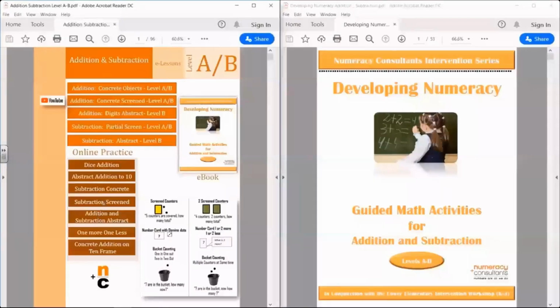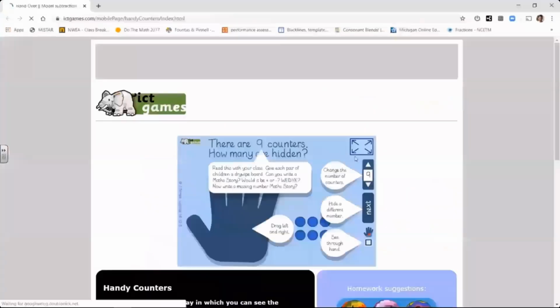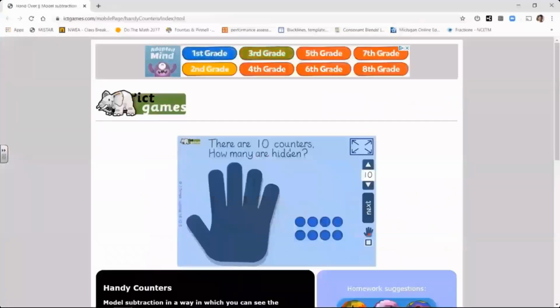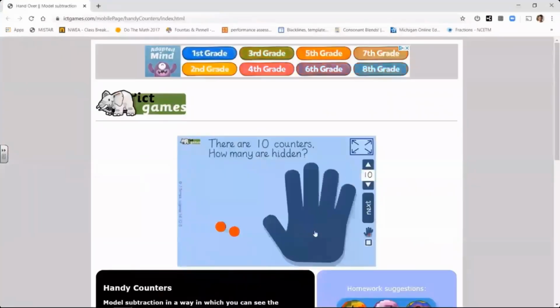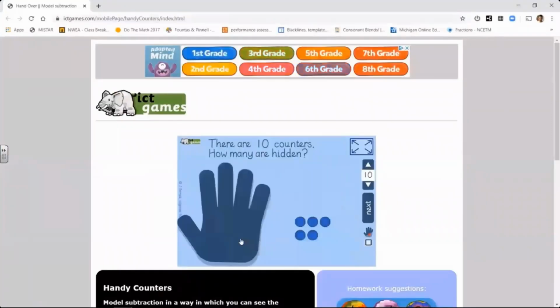And then say subtraction screened, something like this where we're like, okay, so there's 10 counters. If there's 10 counters, and we took 8 of them away, how many are going to be underneath the hand? 2. Okay. And we can go to the next one. If there's 10 counters and 5 are moved from under the hand, how many are under the hand? It would be 5. So activities like that as well.